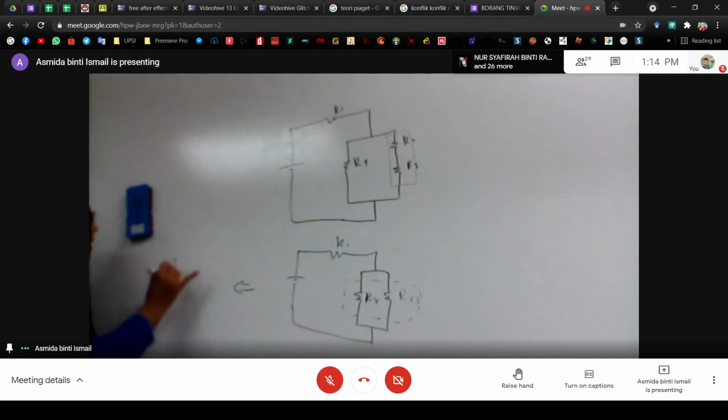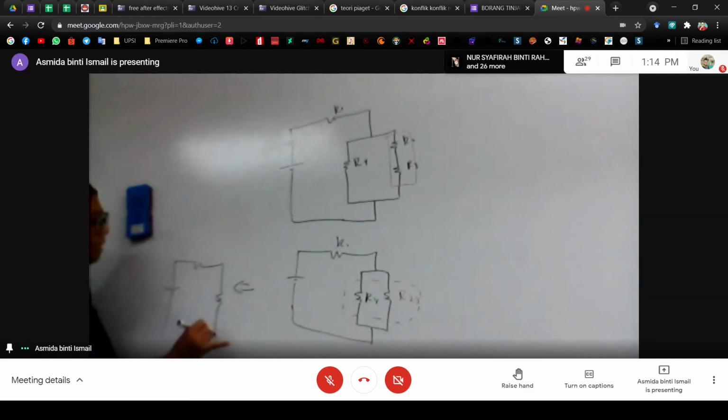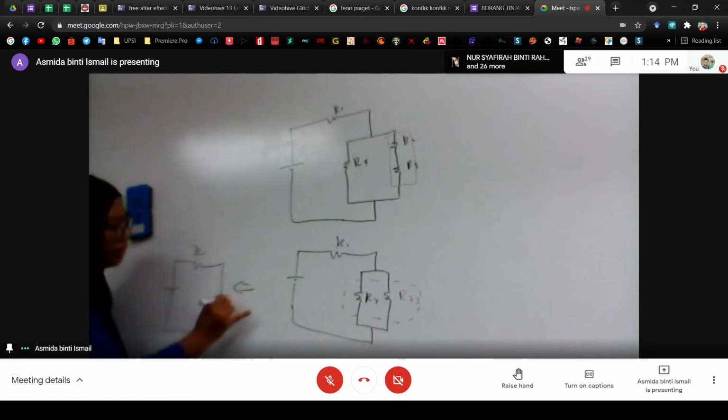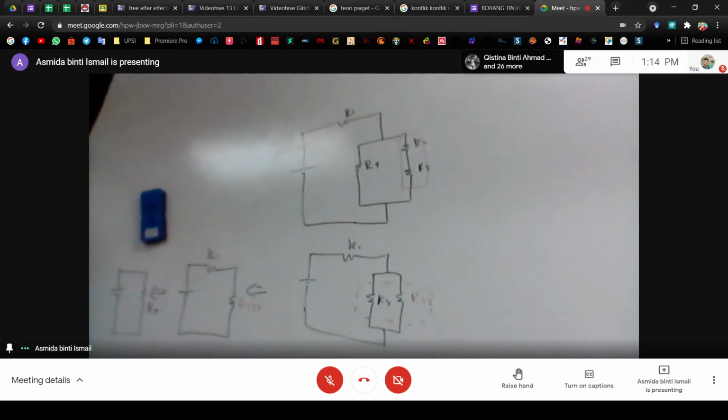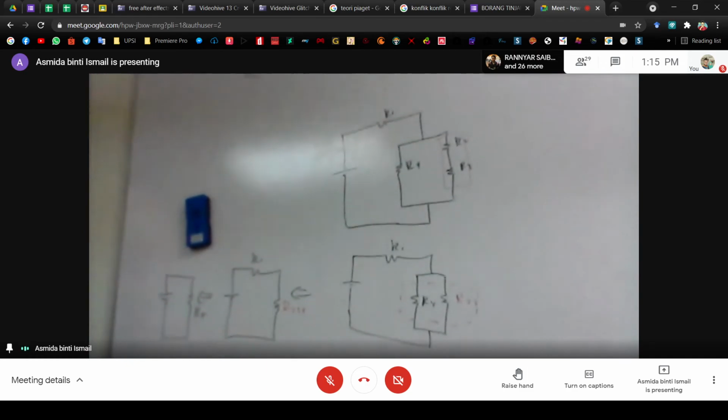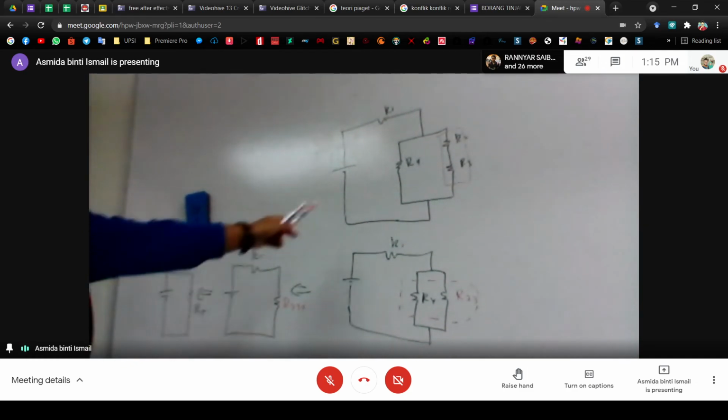This is R1. This is R1. This is R. Okay, and then from this, nampak tak? This is R. Nampak tak sampai hujung tu? Nampak? Okay, so you simplify this.